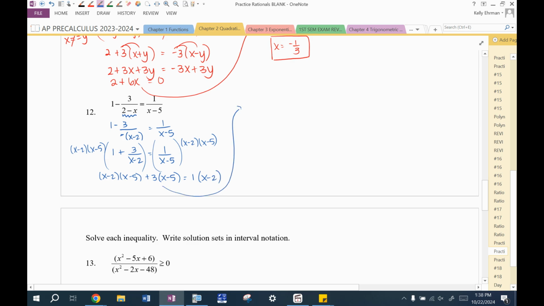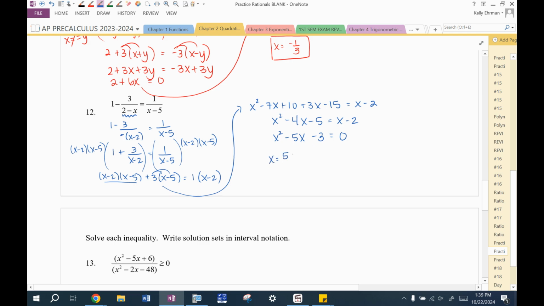Let's get rid of parentheses, so I'm going to bring this up here. So FOIL these out, x squared minus 7x plus 10, distribute a 3, plus 3x minus 15, distribute a 1, you don't really need to do that, equals x minus 2. Clean up what you have. And then get this quadratic equal to 0. X squared minus 5x. If I add 2, I get minus 3. This doesn't factor, but it's a quadratic, so we can solve it still.